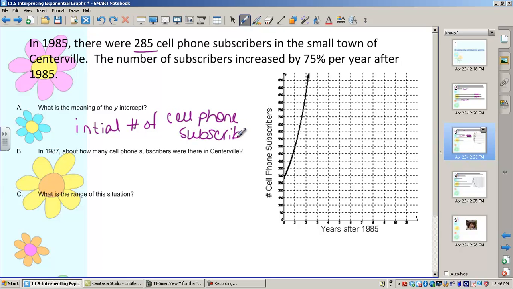That's the beginning amount. So in 1987, about how many cell phone subscribers were there in Centerville? This right here is the years after 1985, and 1987 is 2 years after. So we're looking right here where it's 2, and we're going to just go up to the function. It's about right here. I drew a very unstraight line.